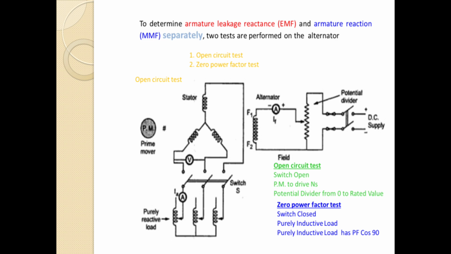two tests are performed on the alternator. One is the open circuit test. Another one is the zero power factor test. Open circuit test: this is the circuit diagram for the open circuit test. The switch is open, and the prime mover drives the alternator. The voltage is varied using a potential divider from 0 to the rated value. Zero power factor test: the switch is closed. The load is purely inductive, with power factor cos 90 degrees.